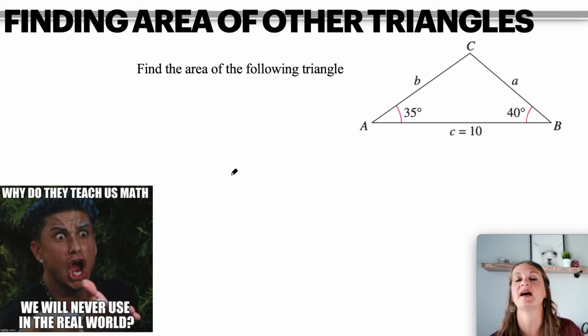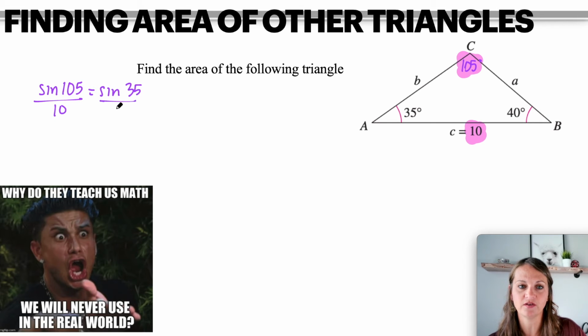Now, in this case, we have a problem because the only two ways we can find the area are when we have two sides and an angle, or we have all three sides. We don't have either of those here, but we can use the law of sines to figure it out. We know these two angles, 35 and 40, make 75. If we subtract that from 180, I know that this angle is 105 degrees. Now that I know an angle and its opposite side, I can find one of my other sides. It doesn't really matter which one. I'm going to find little a. So sine of 105 over 10 is going to equal sine of 35 over little a.